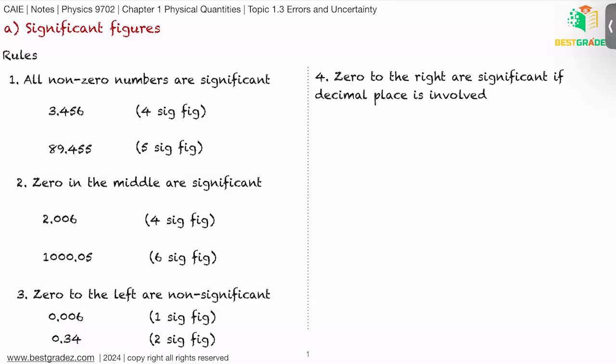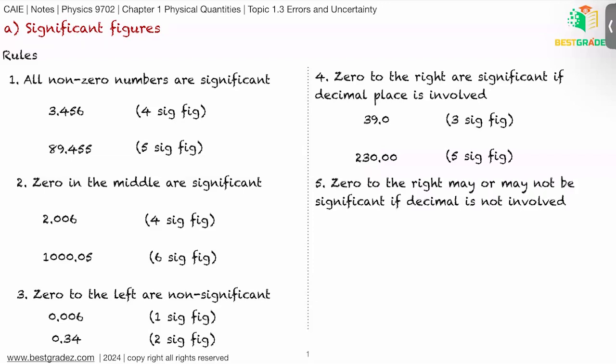Zeros to the right are significant if decimal is involved. So for example, 39.0, then this zero does carry information. It tells us about the least count of instrument. So zeros to the right are considered significant. By significant, we mean it is important and it carries some information. We'll talk more about this later on. So in this case, 230.00, decimal is there. All these zeros are significant. So as a whole, we call it 5 significant figures.